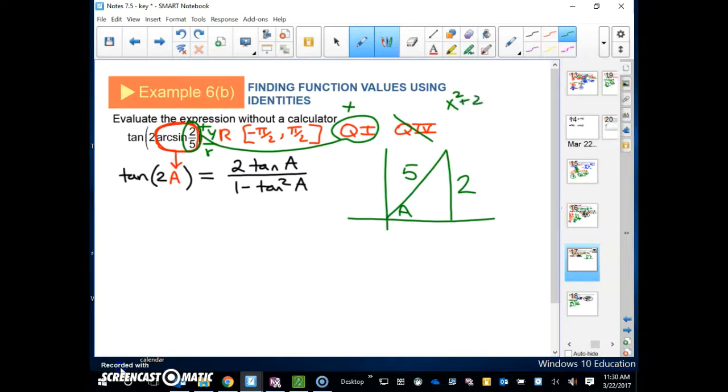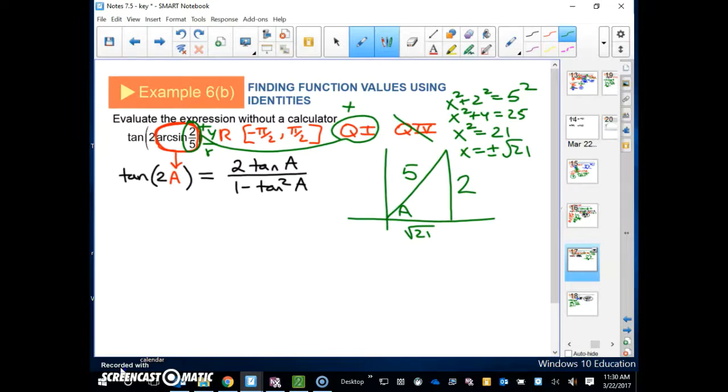X squared plus 2 squared equals 5 squared. X squared plus 4 equals 25. Maybe you can do this in your head. But you're getting x equals plus or minus square root of 21. But since we're in the first quadrant, we know that's going to be the positive version. Square root of 21 right there for that missing side. Once we have all 3 sides of that triangle, you should be able to give me any of the 6 trig ratios that I asked for.